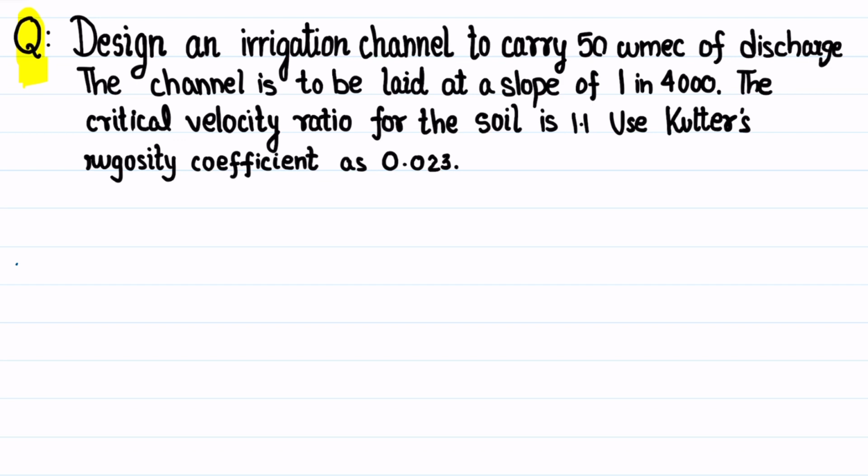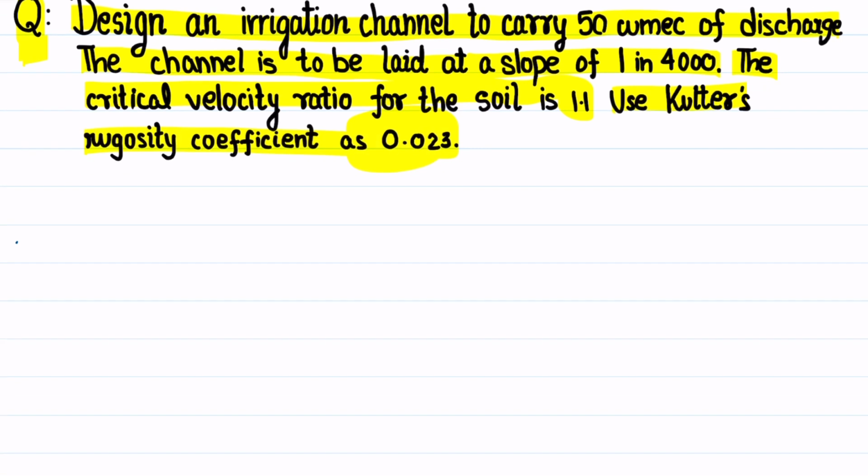The question that we have in front of us today is that we have to design an irrigation channel to carry a 50 cubic meter per second discharge. The channel is to be laid at a slope of 1 in 4,000. The critical velocity ratio is 1.1 and we have to use Kutter's rugosity coefficient that is given to us as 0.023. So we have to design a regime channel based upon Kennedy's theory for the design of regime channel.